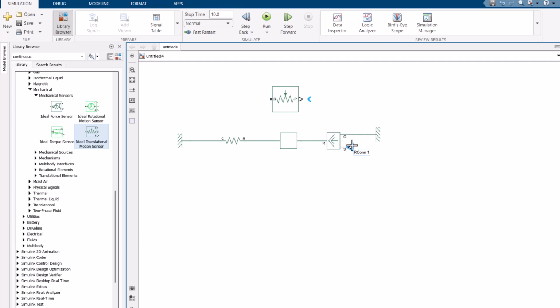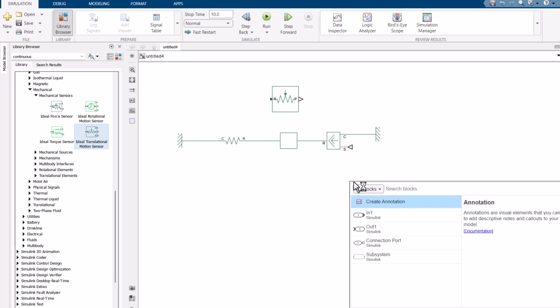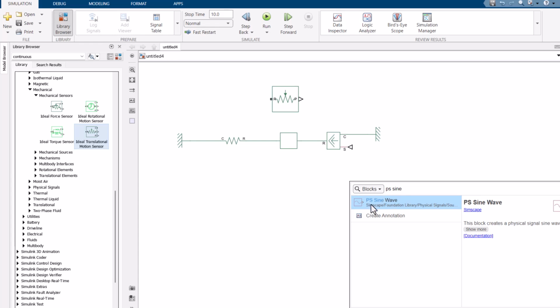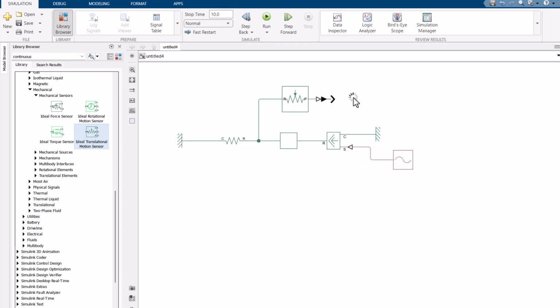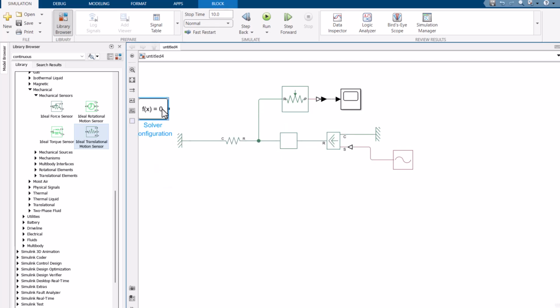And here I create a PS sine wave. It is a physical signal, and I connect it to the force, the ideal force source. And I also connect the sensor here. I add a PS Simulink converter and a scope. I also need a solver configuration block.